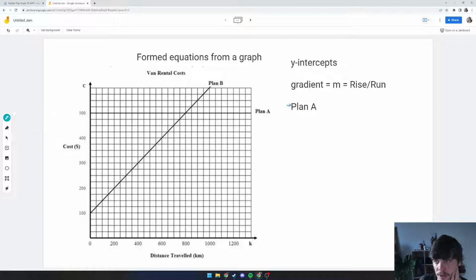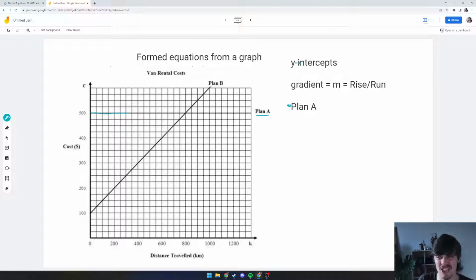Okay, I guess we're just doing a little blue dot here. Why not? So we've got plan A, which is here, right? So this line that's going across here, that is plan A. Now, when you are dealing with a horizontal line, it's really easy to find the formula, because what is the gradient of a horizontal line? Well, how much is it rising? It's rising 0, so it has no gradient.